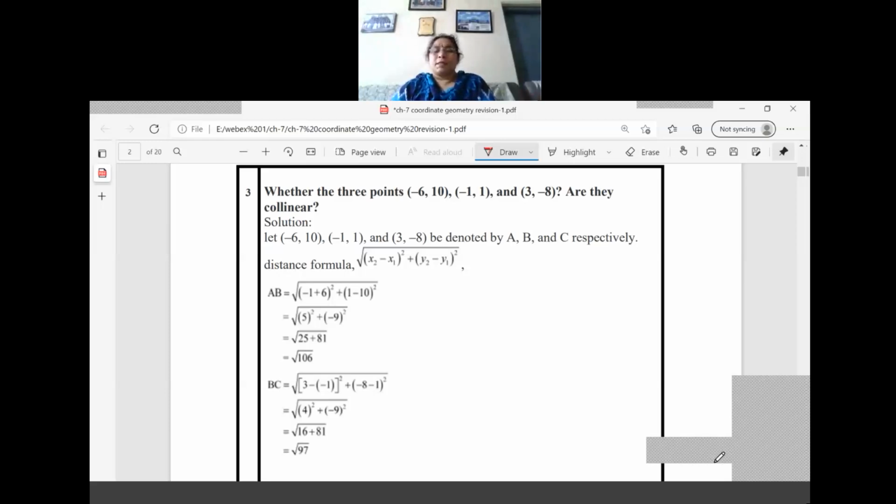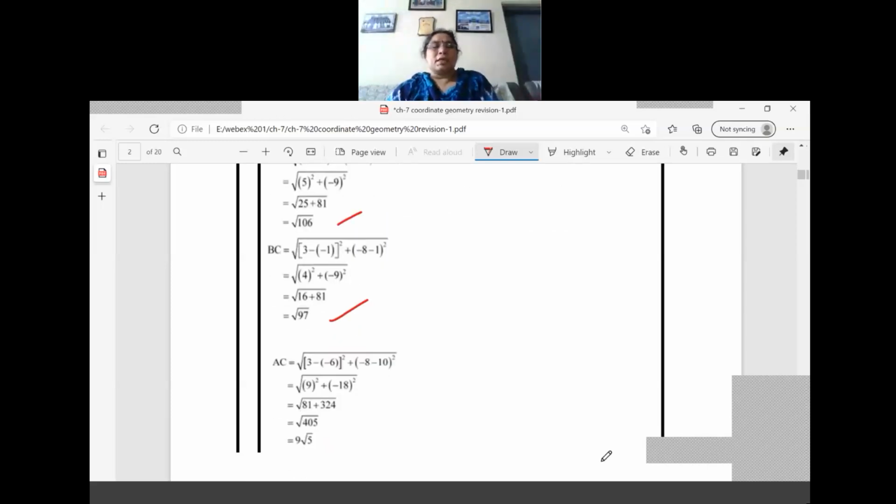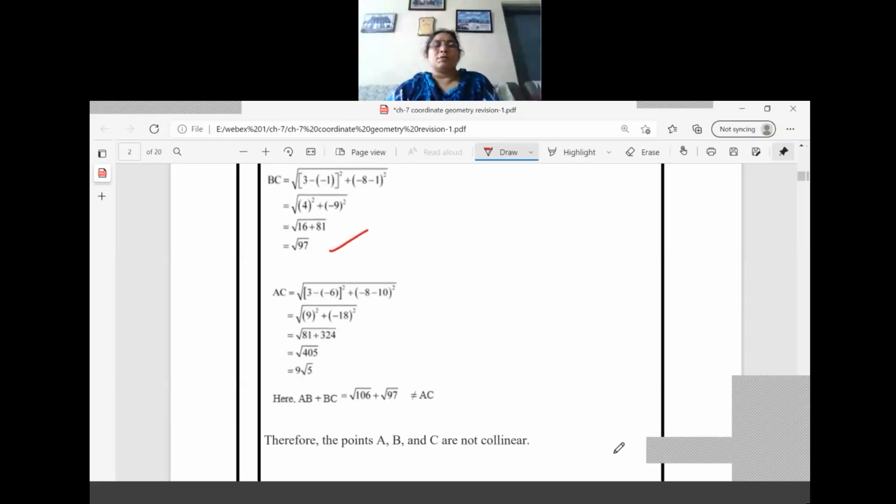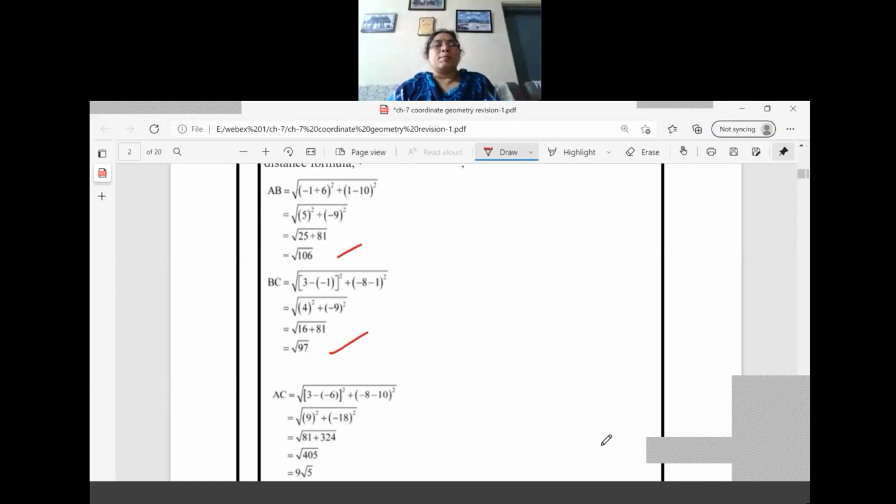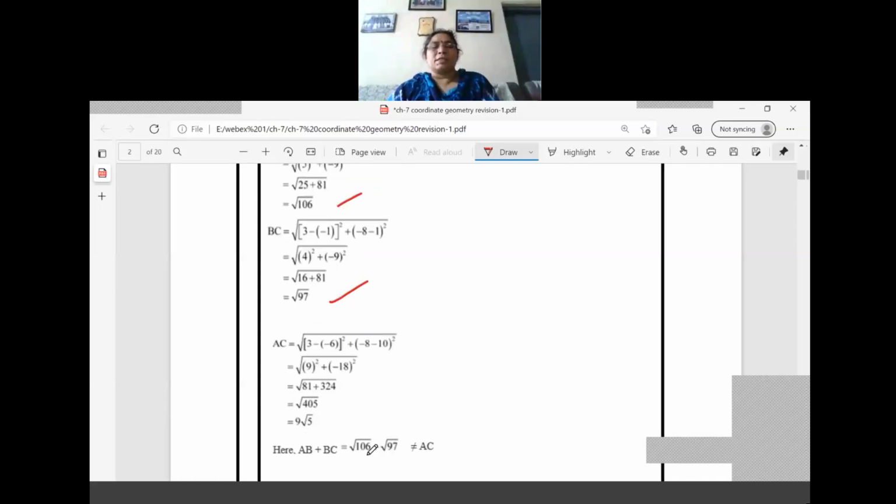So the distance formula is given. So I have calculated AB. AB equal to root of 106. BC equal to root of 97. Then what is AC? AC equal to 9 root 5. Now what is the question? We should add AB plus BC only. AB plus BC means root of 106 plus root of 97.